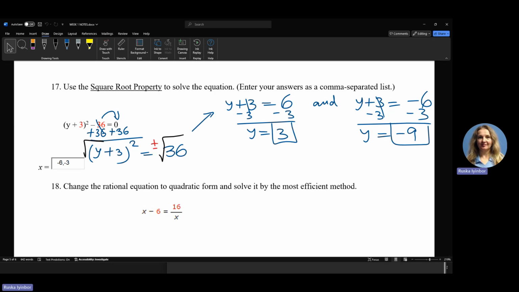So the square root property is a shortcut for solving an equation which doesn't have an x term. That means when b is 0. If b is 0, you have a square and a number only.